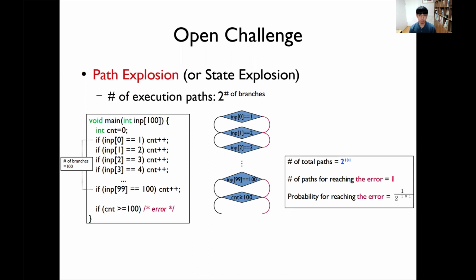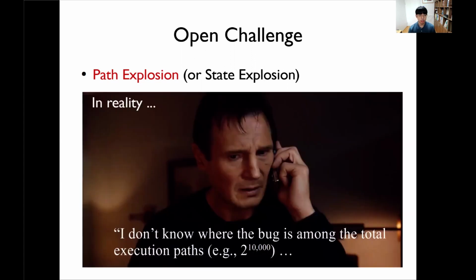Yes, the number of execution paths is 2 to the 101, and still only a single execution path is able to reach the error. That is, the probability of reaching this error in this toy program is almost 0 when blindly exploring execution paths. Moreover, when testing real-world programs having more than 10,000 branches, it is almost impossible to find bugs without proper handling of the path explosion problem.